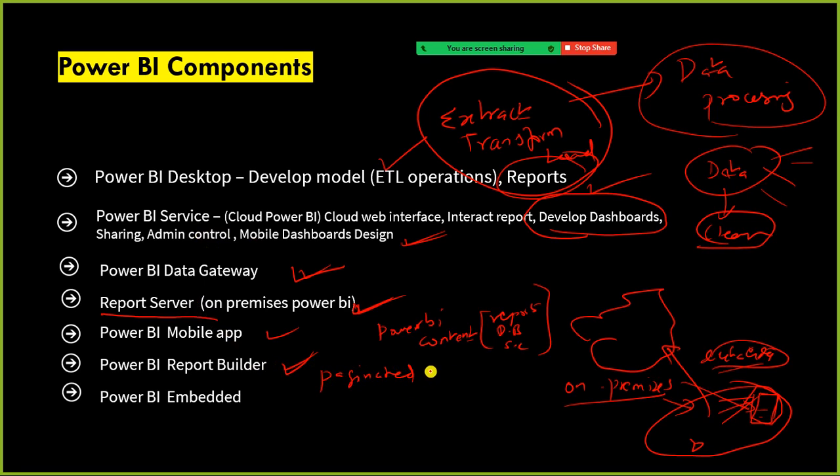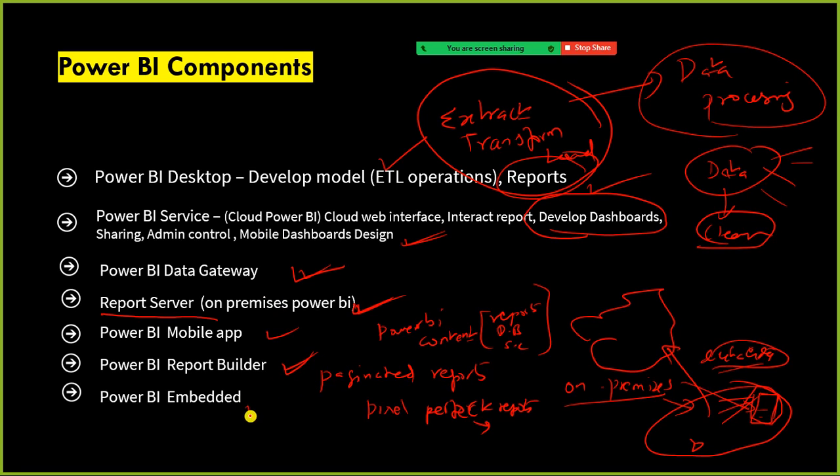Paginated reports. What do you mean by paginated reports? Pixel perfect reports. Next question is, what are pixel perfect reports? Paginated reports are basically pixel perfect reports. It means, for example, your invoices, delivery notes, receipts, right? These reports are in a fixed format. So if you want to create a fixed format report in that kind of situation, you can go for Power BI report builder.